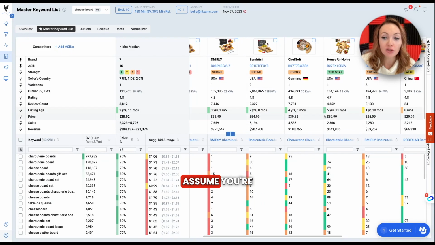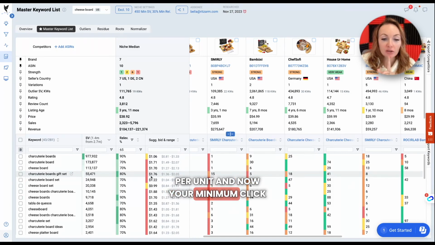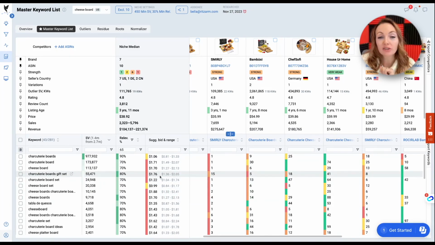So let's assume you're selling the product at $59 per unit. And now your minimum click cost is $1.76. Is it a lot? For this product, yes. How I define a lot: to sell, let's say, 1 unit, I have to have at least 10 clicks.